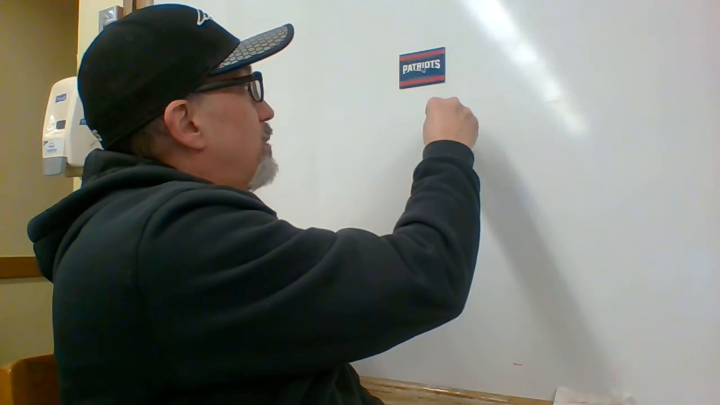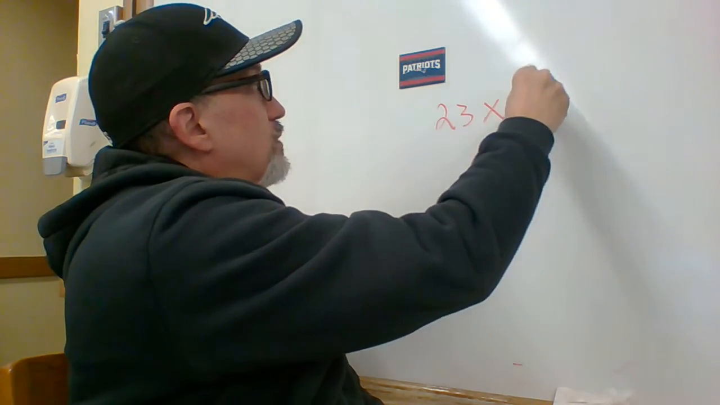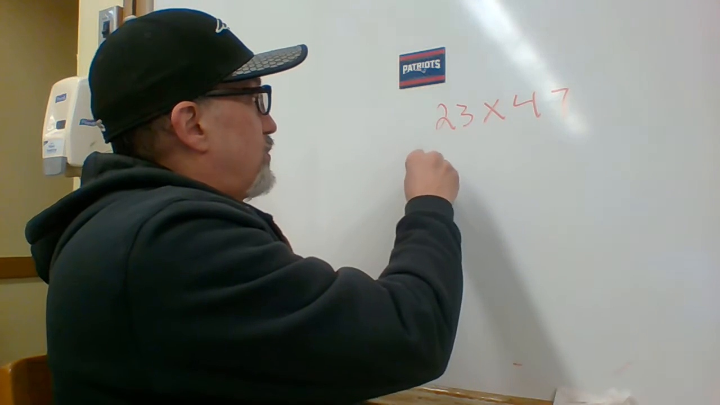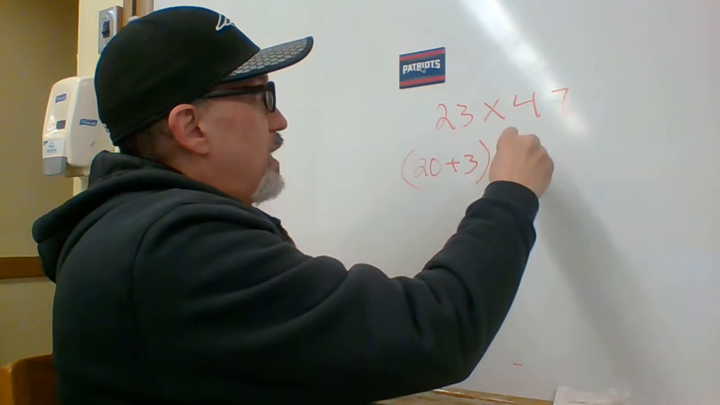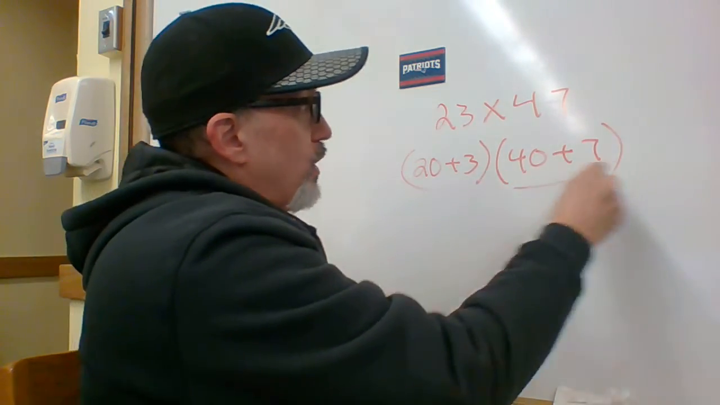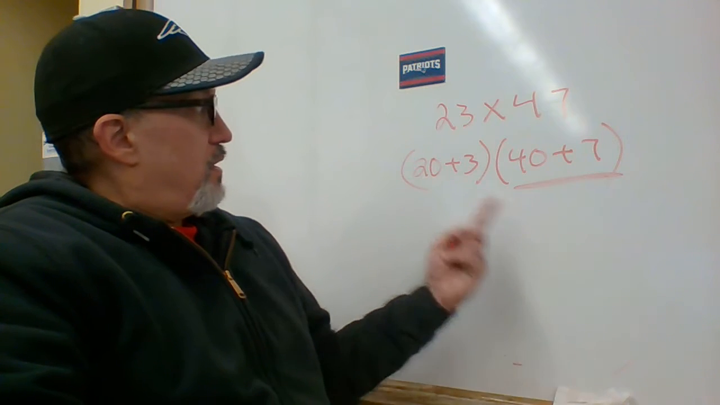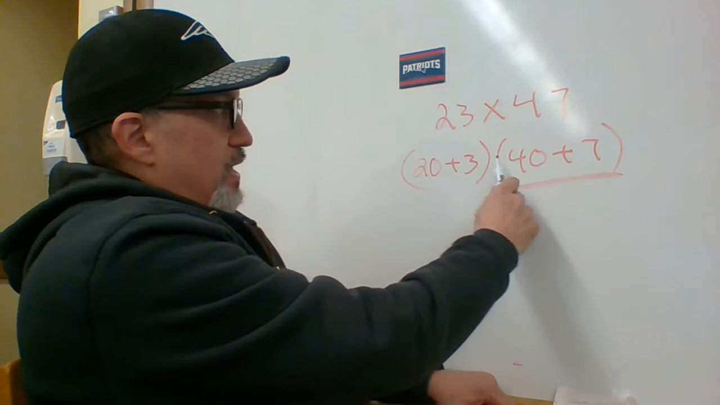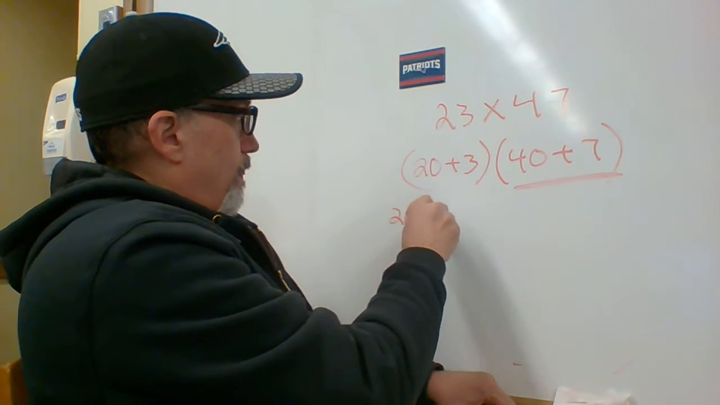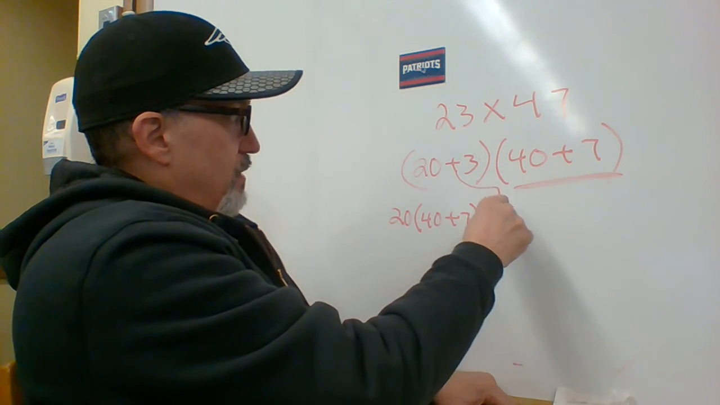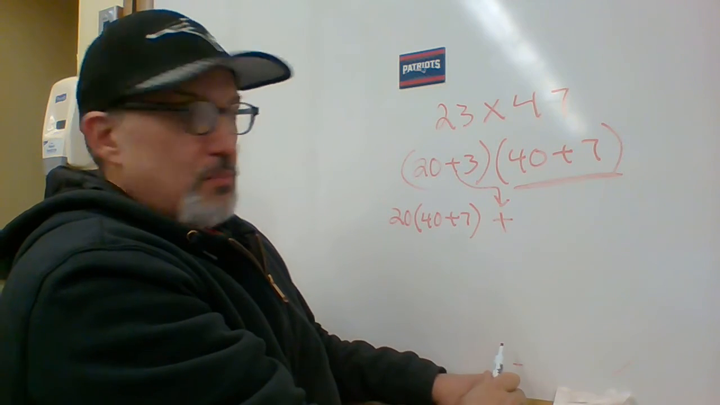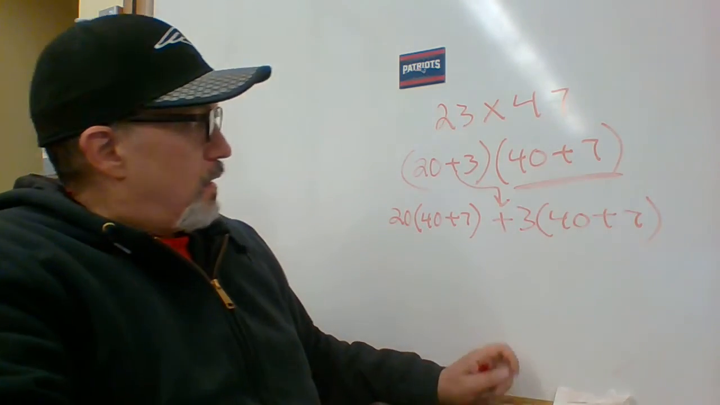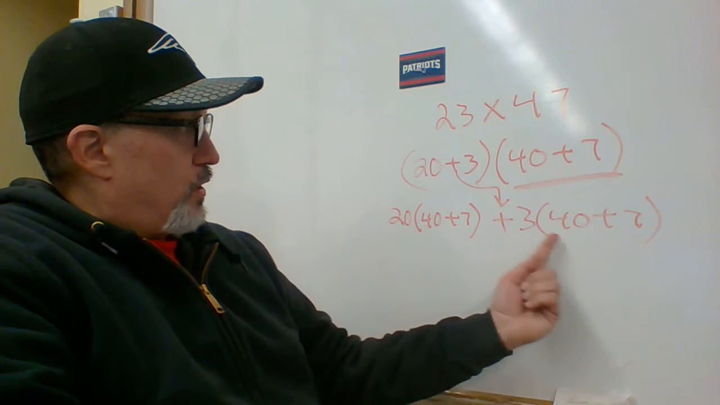2 whole numbers to multiply together. 23 times 47. Think of each of them as sums. 20 plus 3 times 40 plus 7. Now we're going to distribute that 40 plus 7 to each of the numbers in here. And it's just like before. The 20 has to be multiplied by the 40 plus 7. And then this plus sign will come down like that, just like in a simpler problem. And now the 40 plus 7 has to be multiplied by the 3. We've just used the distributive property once, and now we'll use it 2 more times.